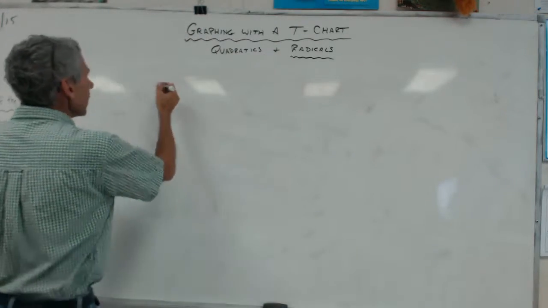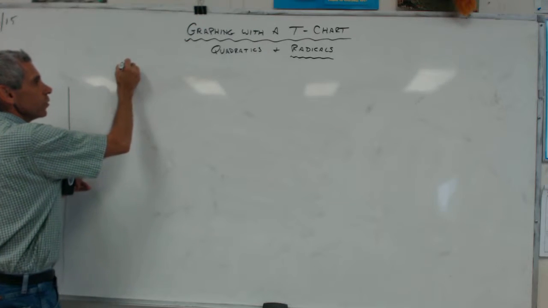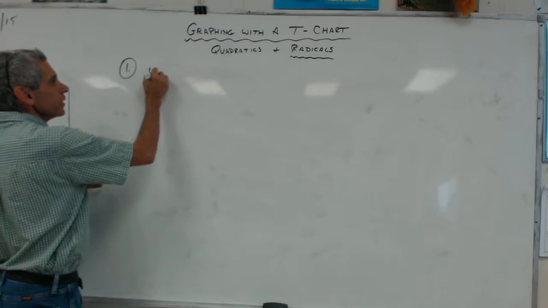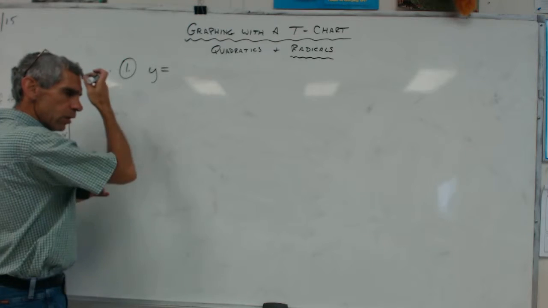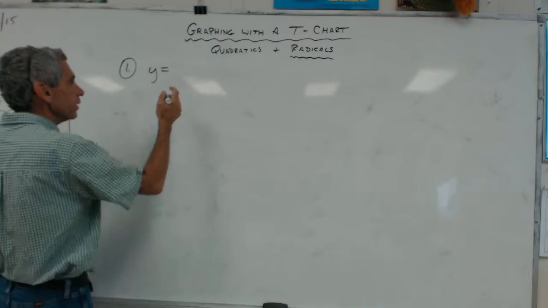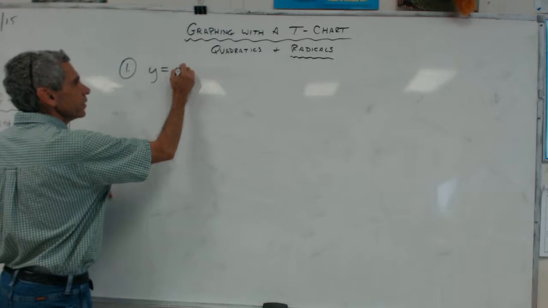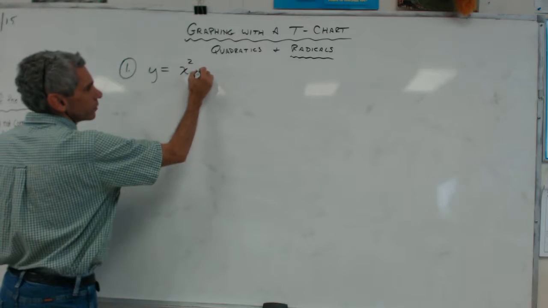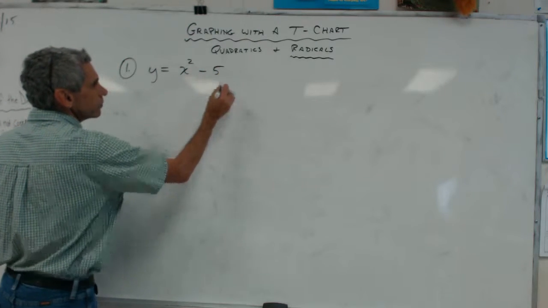All right, so here we go. Y is equal to, okay, number one, we'll try one. Y is equal to, I hope I didn't put these on the homework. Okay, y is equal to x squared, say minus 5.